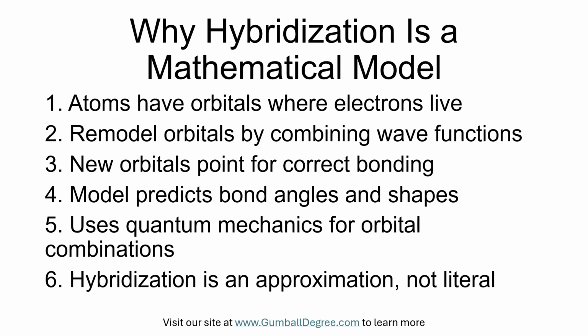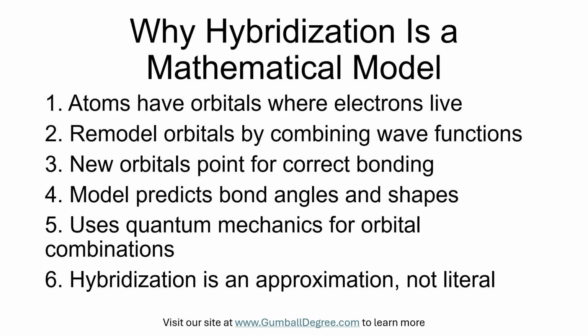The model does not say electrons physically jump into different rooms, like moving furniture. It says the best description of the electron's behavior comes from combining simple orbital shapes into new shapes that predict bond angles and bond shapes we measure in experiments.